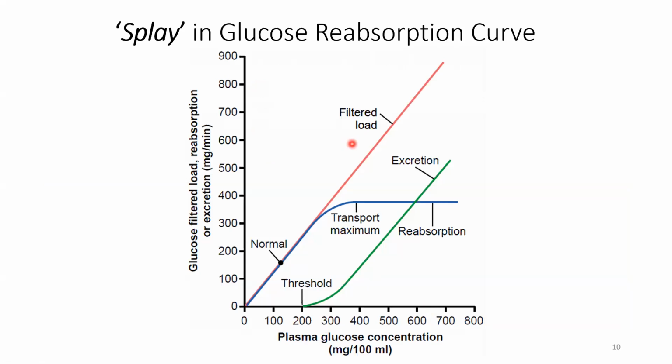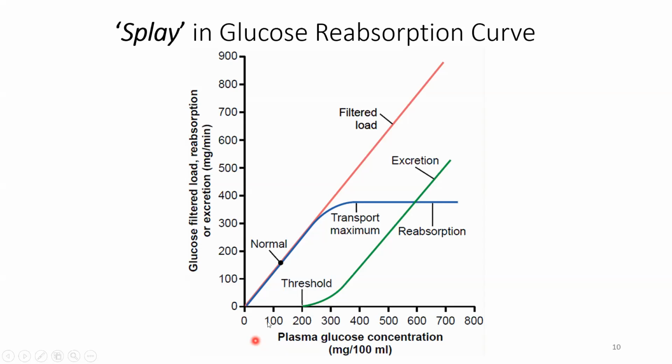Basically, let's always first look at the axes, the y-axis and the x-axis. Along the x-axis, he has shown plasma glucose concentration. So the plasma glucose is represented along the x-axis, while the y-axis can be read in any way. It depends on which curve out of the three, the red, the blue, or the green, you are looking at. Are you looking at filtered glucose, i.e. the load? Are you looking at the reabsorption of glucose, or the excretion? All of them have been given as a time function, milligram per minute. The plasma glucose concentration is milligram per deciliter.